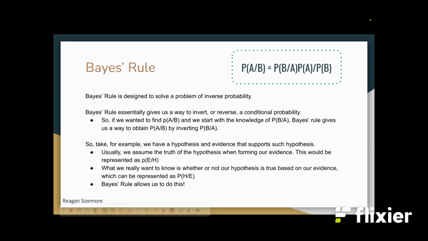Take, for example, we have a hypothesis and evidence that supports that hypothesis. Usually we assume the truth of a hypothesis when forming our evidence. This can be represented as the probability of E conditional upon H. But what we really want to know is whether or not our hypothesis is true based on our evidence. And this can be represented as P(H|E), or the probability of H conditional upon E. And this is exactly what Bayes' rule allows us to do. So, in conclusion, Bayes' rule is designed to solve a problem of inverse probability.